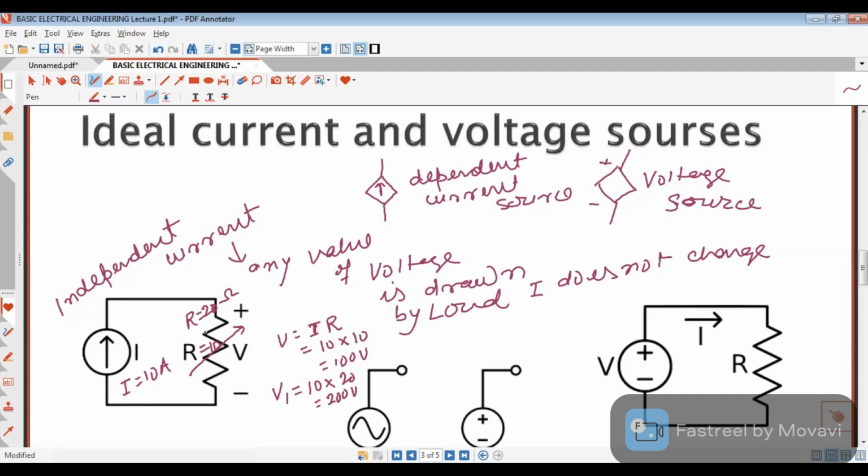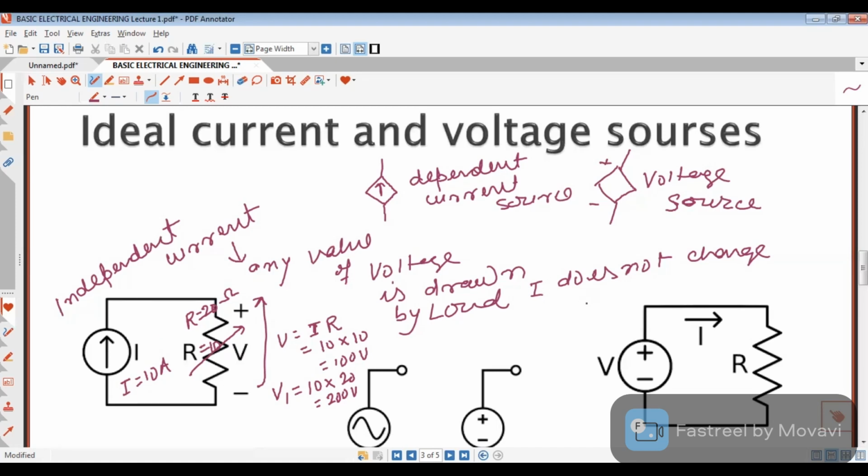Means by changing this resistance, the voltage across this resistance is changing, but the value of current is not changing. So this type of source is called independent source. Whatever voltage we draw, the value of current does not change. So this type of source is called independent current source.